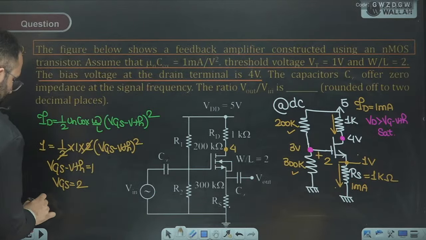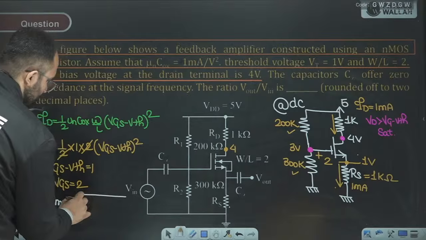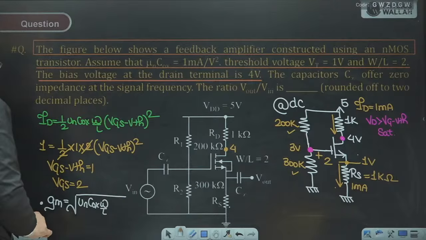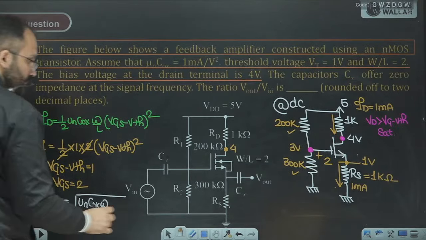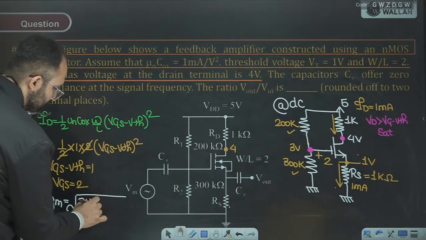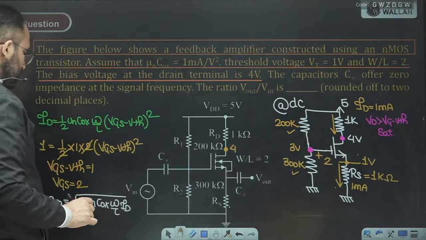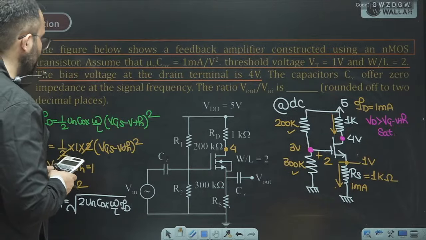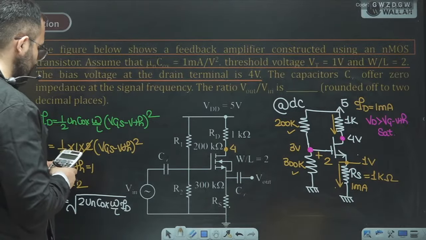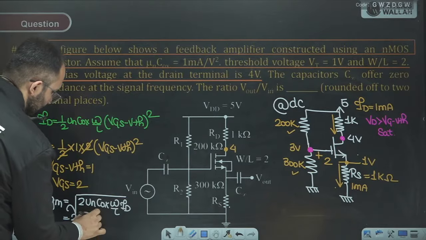Now we have to find GM, that is equal to under root of two times mu n Cox W by L multiplied by ID. W by L is 2. Current is 1. So we can see GM will come out to be 2 milliampere per volt.